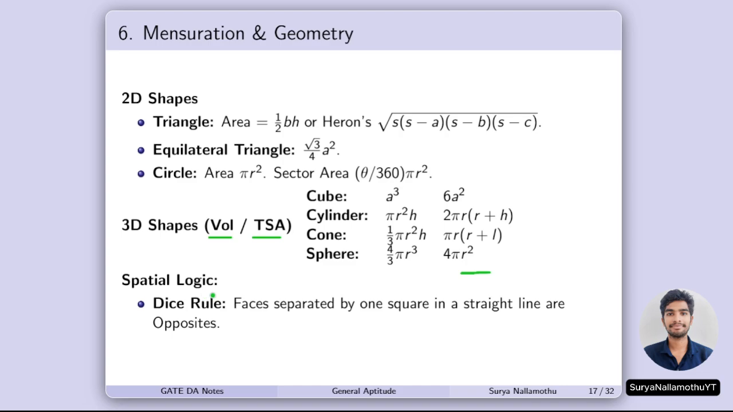The spatial logic is the dice rule. We know in the GATE exam question, he gives a dice. So we need to apply different operations on that dice, then find out which one is the correct pattern that will appear. So that is the method in this spatial logic.